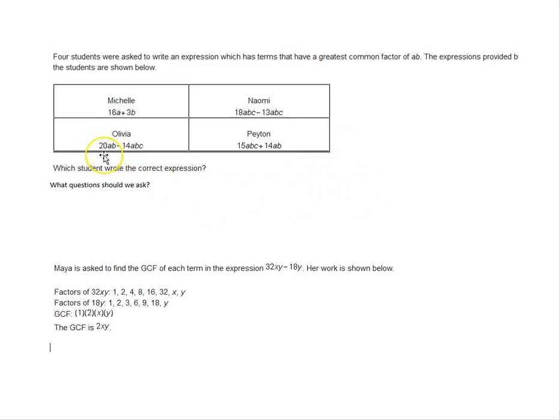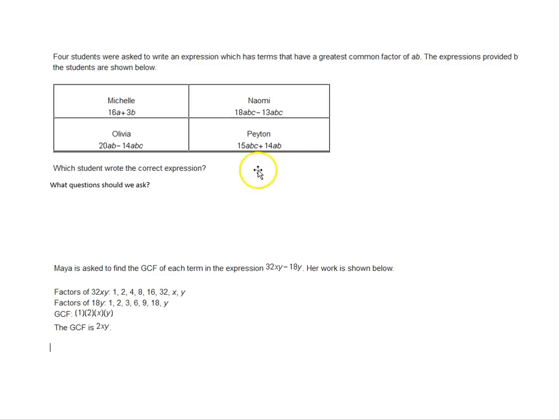Olivia's answer. She has 2 composite numbers, 20 and 14. The 20 consists of factors 1, 2, 4, 5, 10, and 20. And 14 has 1, 2, 7, and 14. So they have a 2 in common. They also have an A in both terms and a B that's in common in both terms. But unfortunately, that's not all that's in common. There is a 2 and an A and a B. So this does not appear to be the best answer for this question.